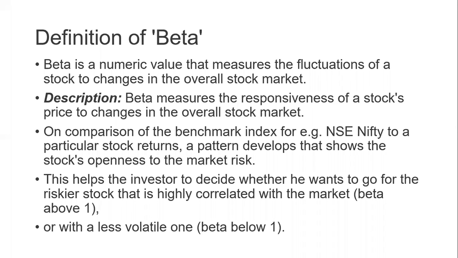Beta is a numerical value that measures the fluctuation of a stock in response to changes in the overall stock market. It helps us know how much the stock value appreciates or declines due to changes in the stock market. So what will be the volatility? Beta measures the responsiveness of a stock's price to change in the overall stock market.